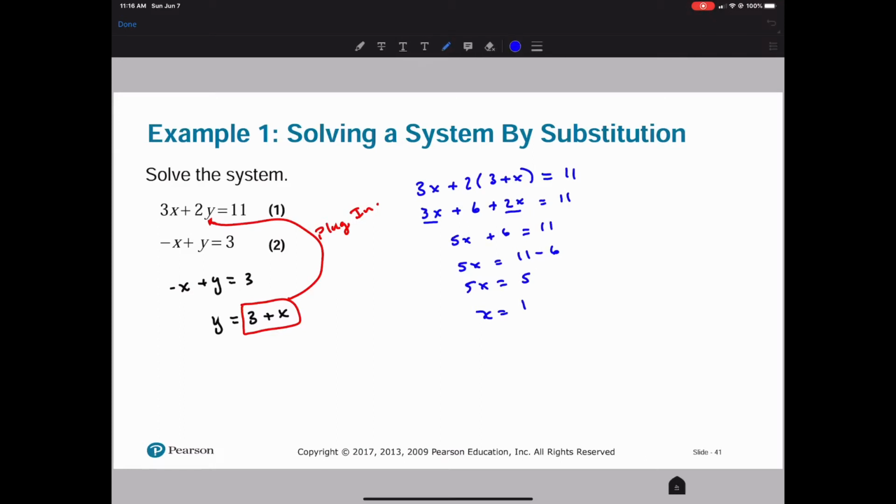Now, once you find x, you can plug x in right here. Do not put it into one of the originals, just put it into the one that you solved. So you get y is equal to 3 plus 1, which is equal to 4. So now you found x and you found y. The ordered pair should be (1, 4). That's the one that solves the system.